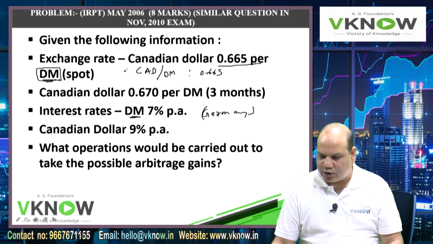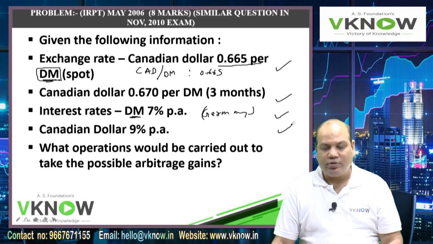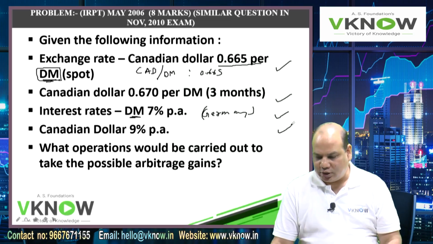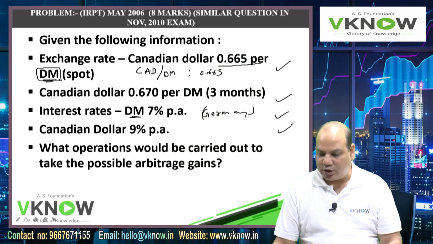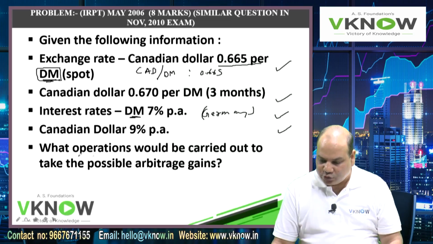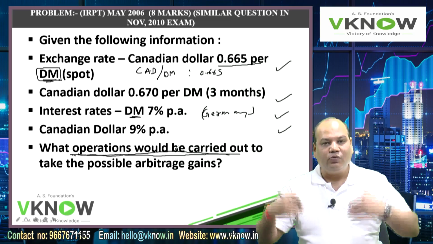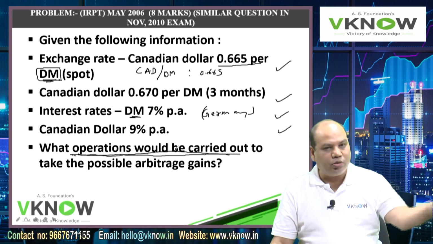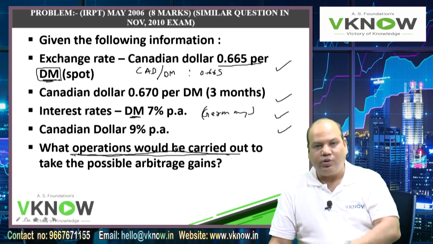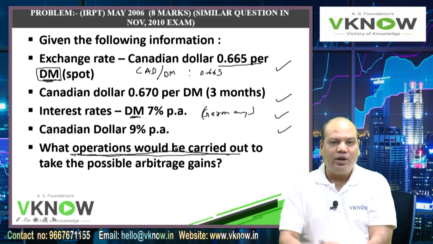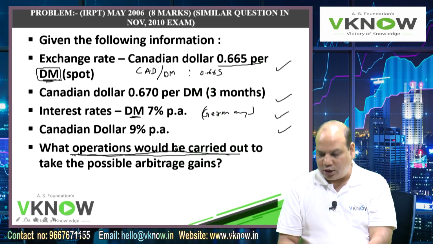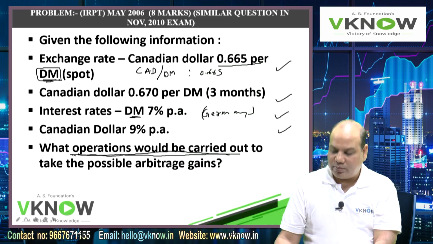Like the previous question, you are given spot rate, forward rate, interest rate in one country, interest rate in the other country, and asked what operations would be carried out. Now when the problem asks what operations would be carried out, it means you will have to show all the steps involved in arbitrage. Where will you borrow, where will you invest, how much you will realize on maturity, and then how much arbitrage gain you will have.